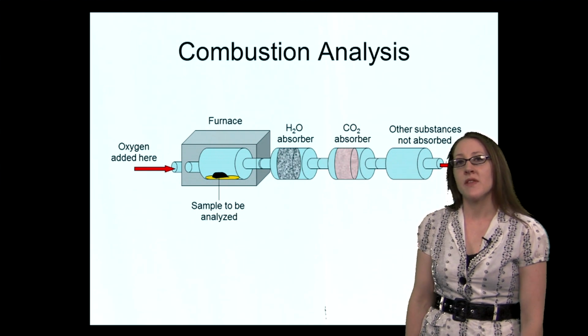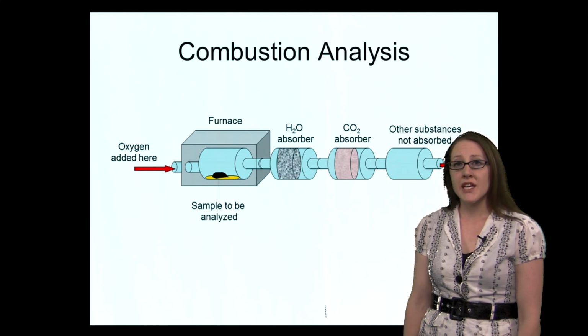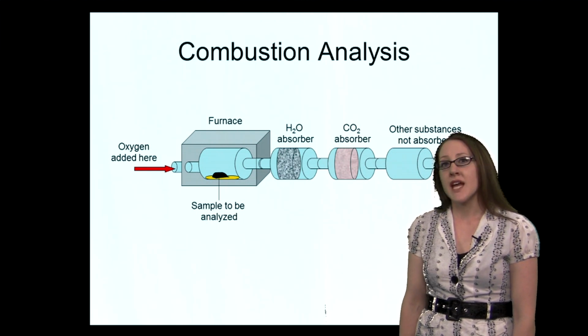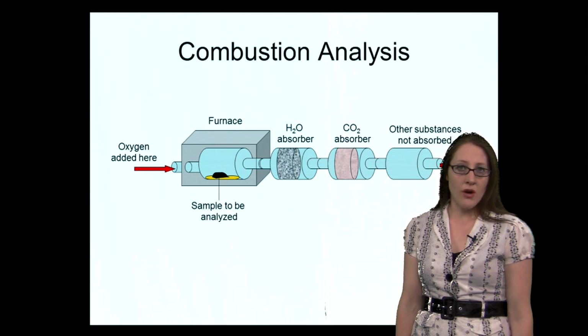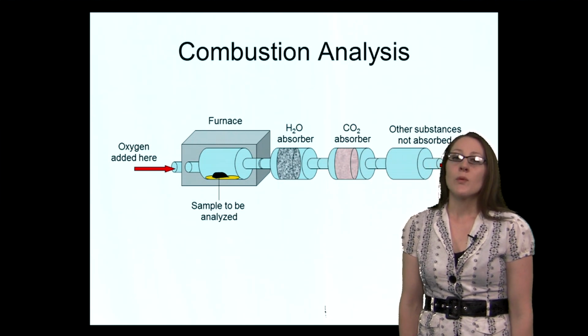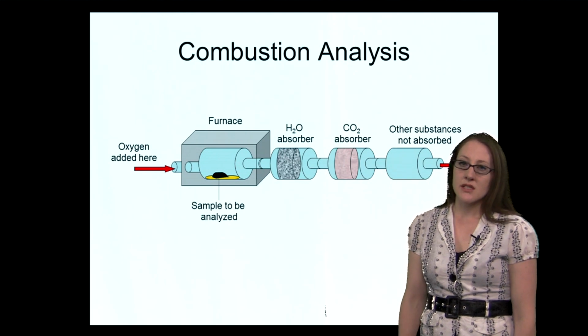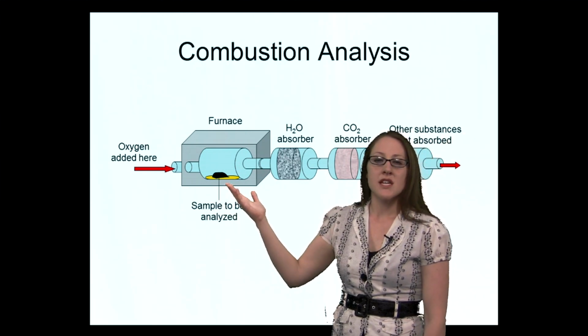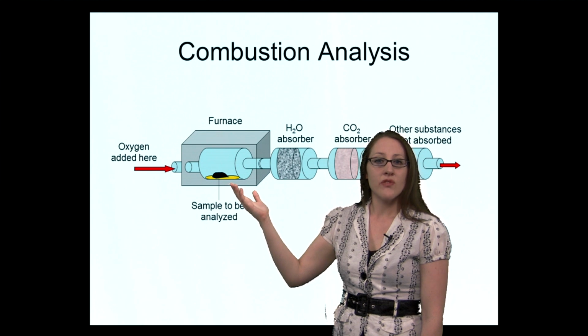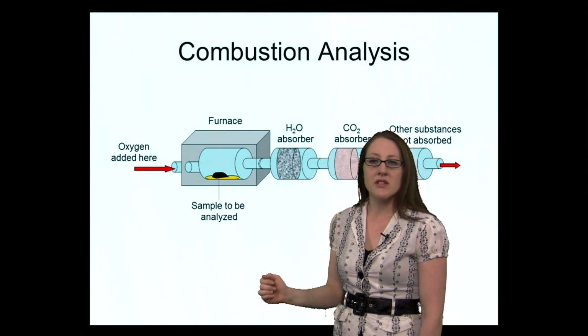If we want to determine the empirical formula or the molecular formula of an unknown organic compound, a compound that contains carbon and hydrogen, what we would do is use combustion analysis. In combustion analysis, an unknown sample is placed into the furnace and then burned in the presence of pure oxygen.